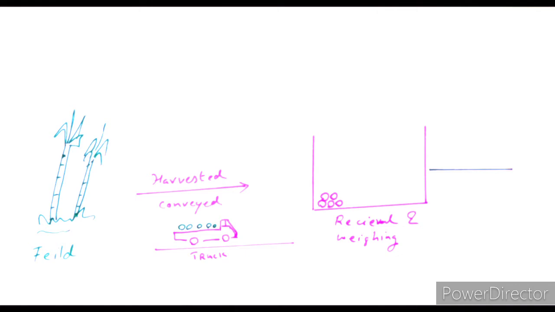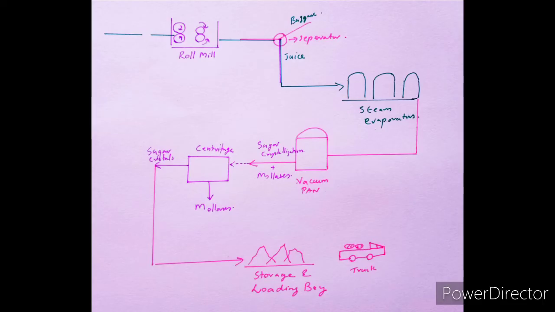Now the conveyed cane is received in the receival section and it is weighed. After that, it is cleaned and the leaves are removed by means of a shredder, which is not shown in the figure. So the cane is cut into small sticks so that it can be conveyed into the roll mill. Upon receival, the canes are sent to the roll mill for crushing and juice extraction.